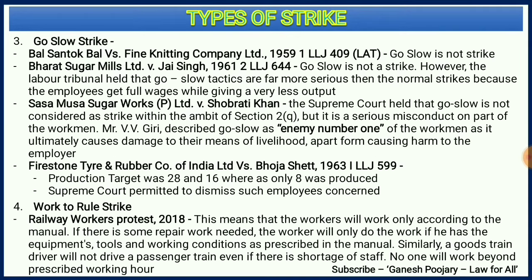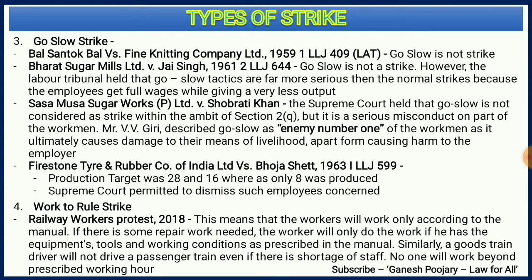The third category is go slow strike. But remember, go slow is always a confusion whether to consider it a strike or not, because here there is no cessation of work or stoppage of work. I have four case laws here. In the first three, that is Bal Santokh Bal versus Fine Knitting Company Limited, Bharat Sugar Mills Limited versus Jai Singh and Sasa Musa Sugar Works Private Limited versus Shobhrati Khan, it was held that go slow is not a strike.